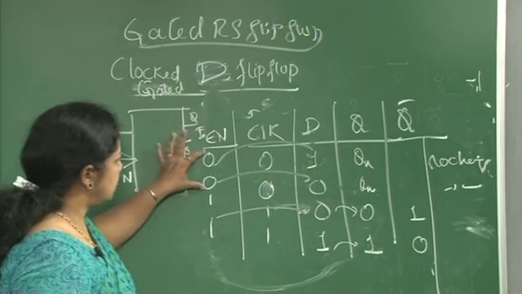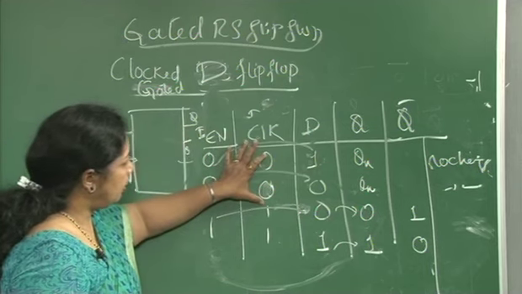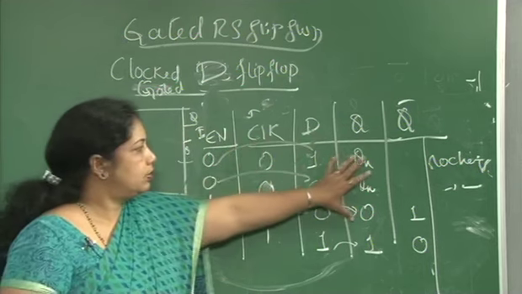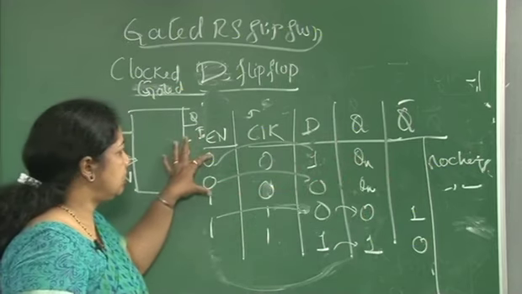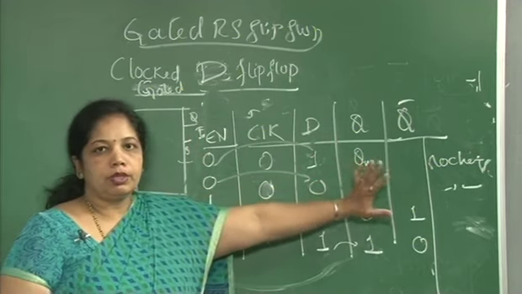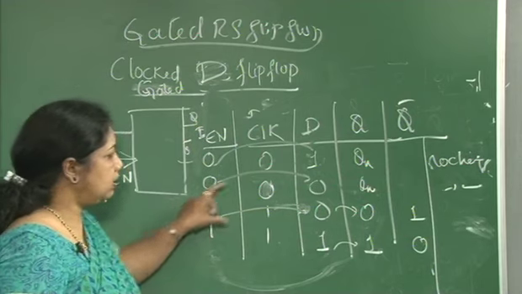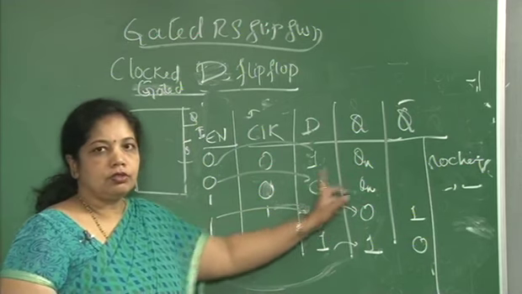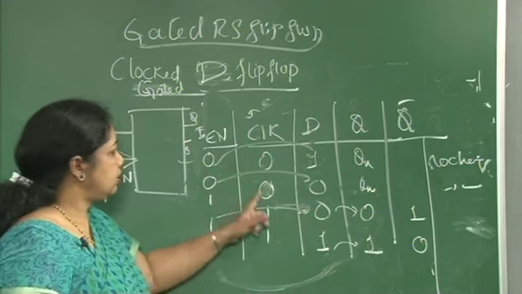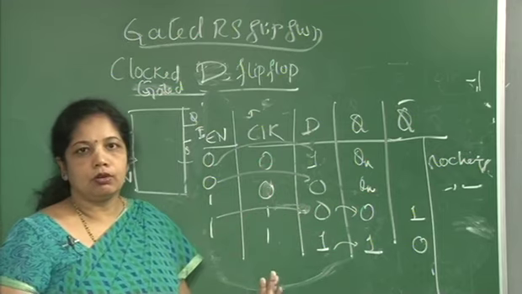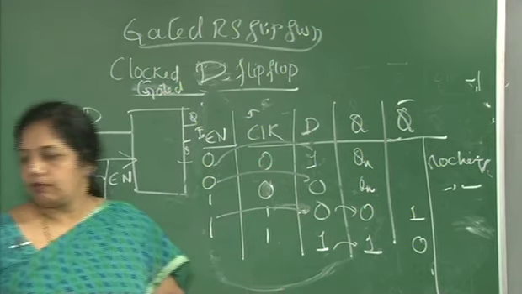So it works like this: clock 0, the flip flop remains in no change; enable 0, the flip flop remains in no change; enable is 1, D is transferred to the output; clock is 1, D is transferred to the output. This is how the D flip flop works.